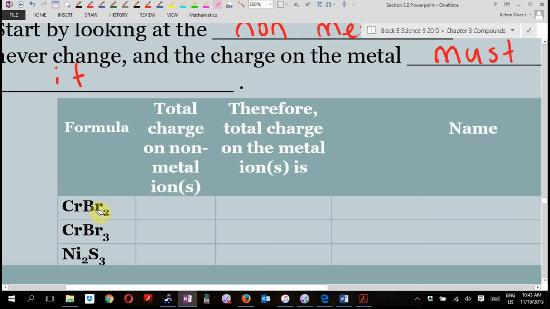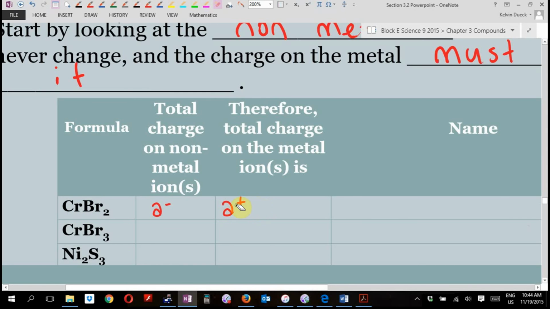What's the ion charge on one bromide? How many bromides are there? 2. So I'm going to argue that there is a total of 2 minus. You know what that means? There has to be 2 plus, otherwise it won't balance. How many chromiums are there in the formula? Is there a subscript at all? What number is sitting right there? 1. So that one chromium must have used that charge.